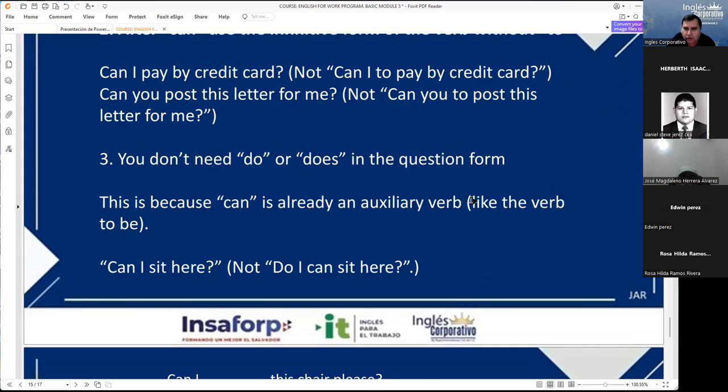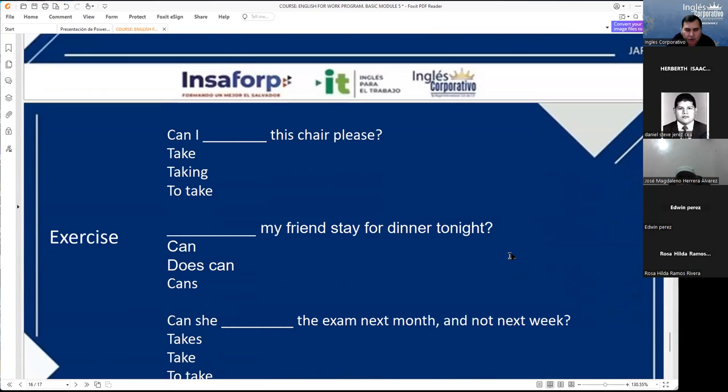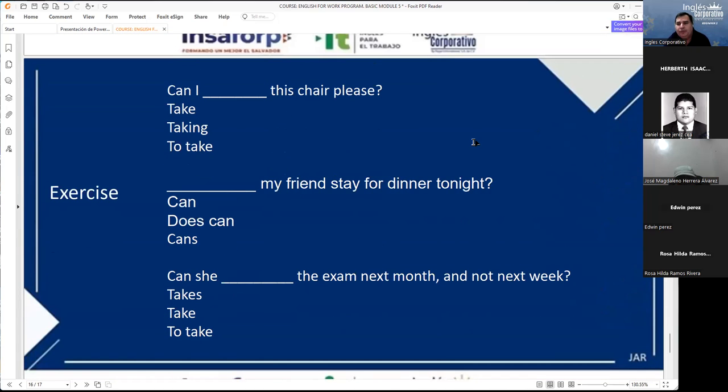So you don't need do or does in a question form. This is because can is already an auxiliary verb, like the verb to be. Can I sit here? Not do I can sit here, right? So for the questions. Okay. How do we answer this one? Can I taking or take? Take. Can I take this chair, please?